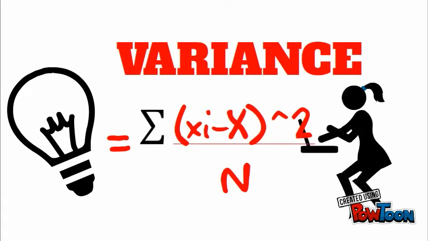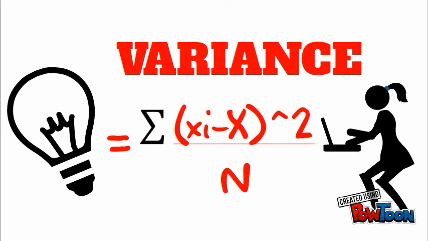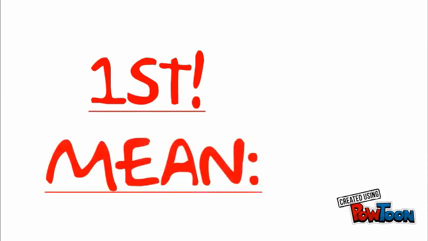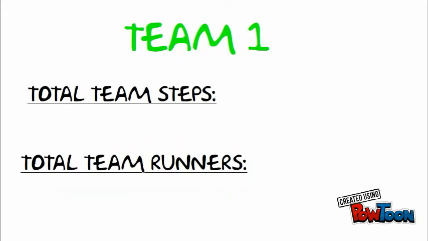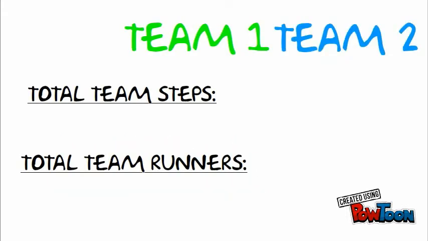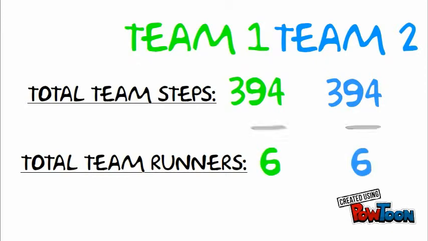The only way you can know if your teams have low or big dispersion, this means if your runners are at a similar level of preparation or they have a huge difference, is by calculating the variance. To calculate the variance, we need to first find the mean for each group. As you may know, the mean is just the sum of the numbers, or in this case, the steps, divided by the number of runners.